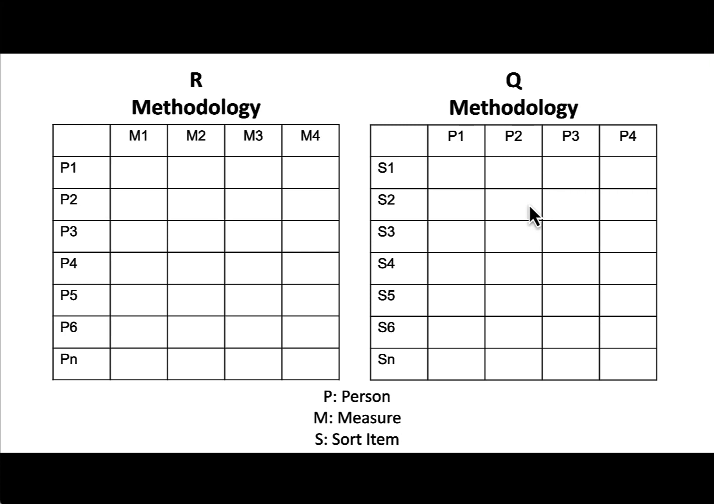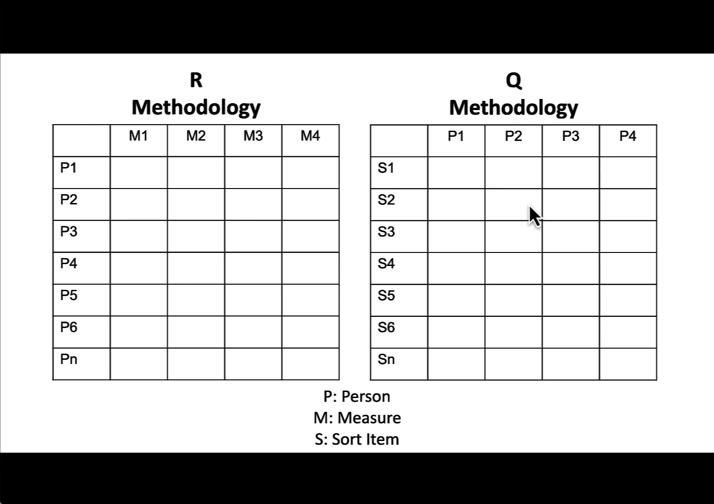Not so in Q. As you can see here on the right-hand side, the rows now are not people, but instead they are sort items, which are typically statements, but they really could be anything. They could be pictures, photographs, sounds, smells, anything. And instead of measures going across the columns, we have people. So we're going to compile a lot of statements, sample those statements, and then give them to a fairly small number of people, relatively speaking, who we will ask to sort.